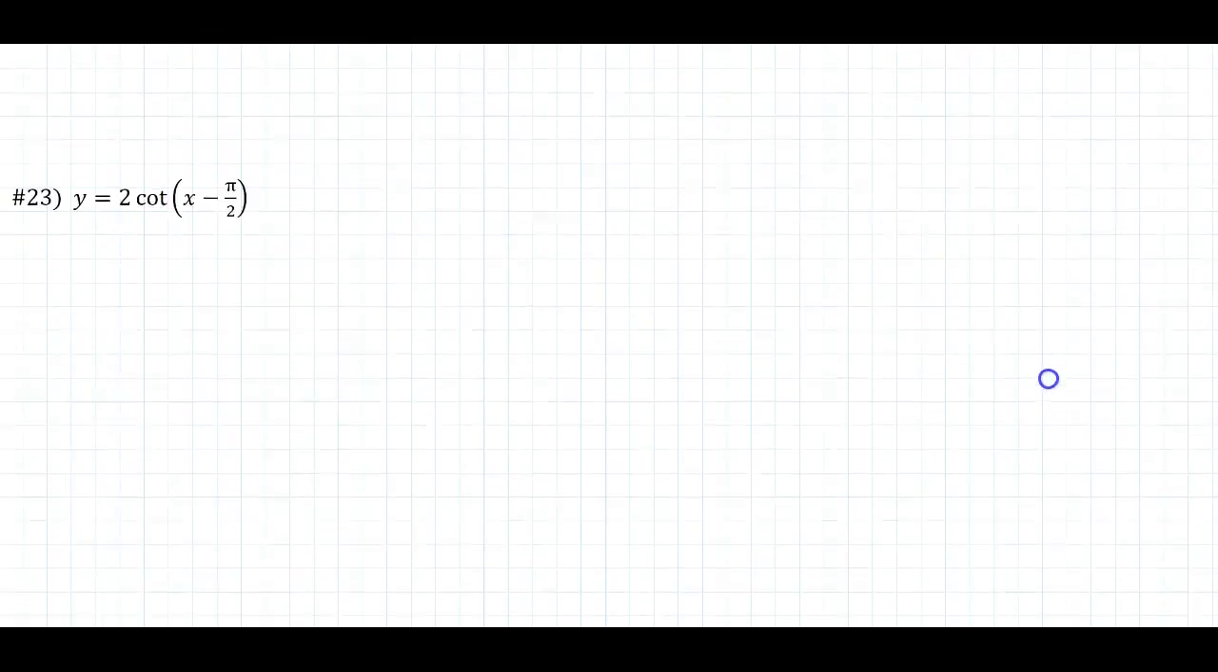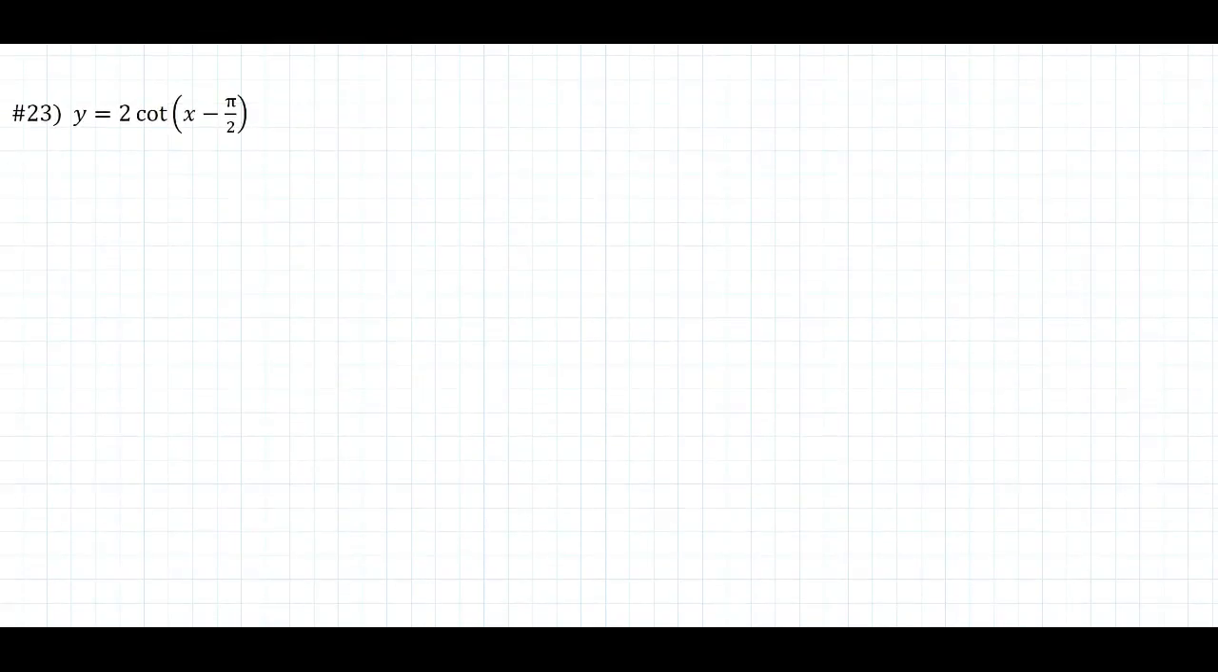Moving on to 23, 2 cotangent of x minus pi halves. So we already know that a cotangent graph and a tangent graph both have this kind of S shape. In fact, that's what I just drew as a tangent graph. So cotangent is going to look the opposite direction. It's going to look something like that. That's a really horrible graph, but we know it's going to look like that, and all we have to do is worry about where the intervals are at.